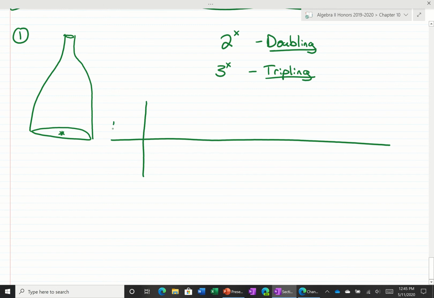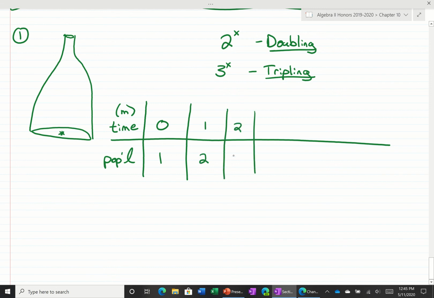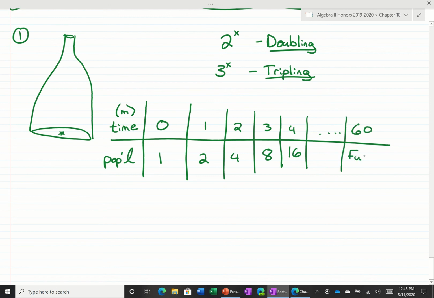On the chart, I'm going to have a row for time and a row for the bacteria population. Now at time 0, and remember time is in minutes, we have one bacterium. After 1 minute, 1 doubles to 2. After 2 minutes, 2 doubled is 4. At 3 minutes, we have 8 bacteria. At 4 minutes, we have 16. And this keeps happening until we have 60 minutes and we have a full bottle.